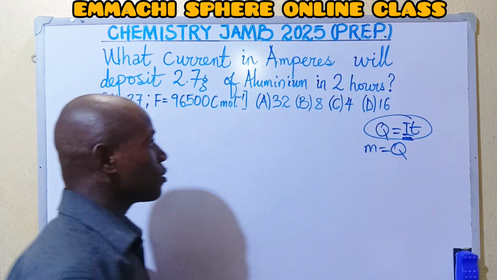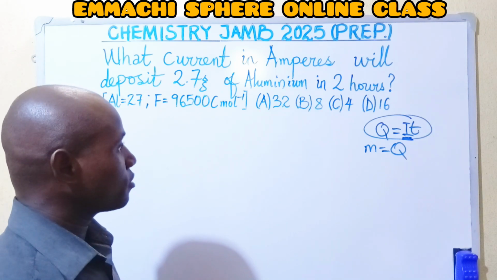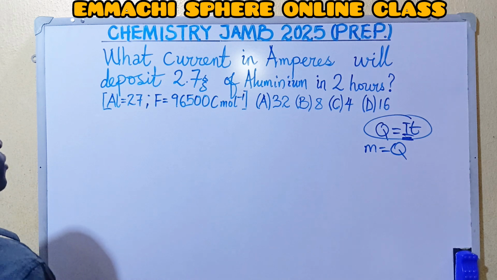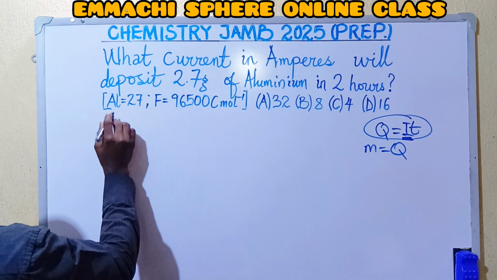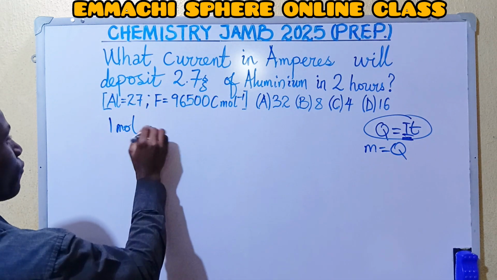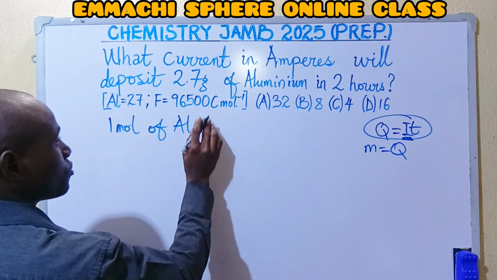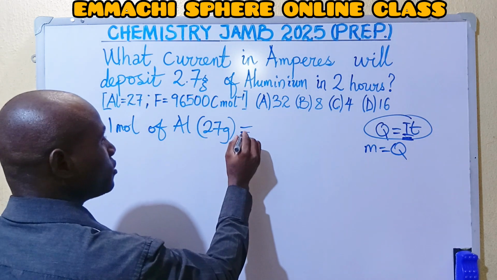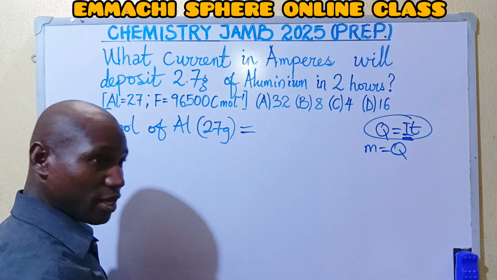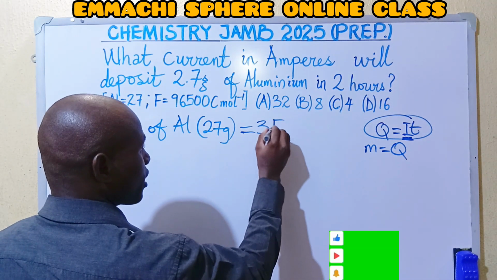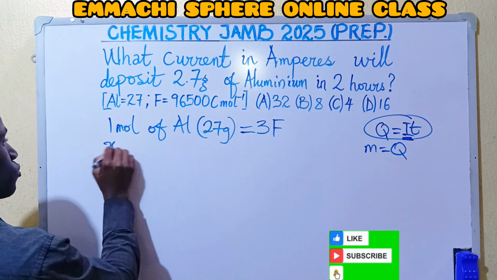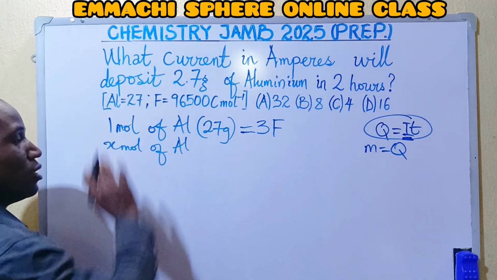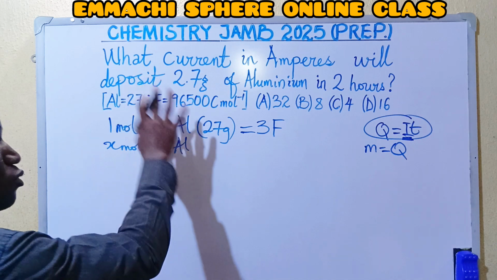Now, first we'll calculate the quantity of electricity produced or liberated. For us to begin with that, we must first understand that 1 mole of aluminium, which is 27 grams, requires 3 electrons, and by 3 electrons it means 3 Faradays. Now, how many moles of aluminium is actually used here?